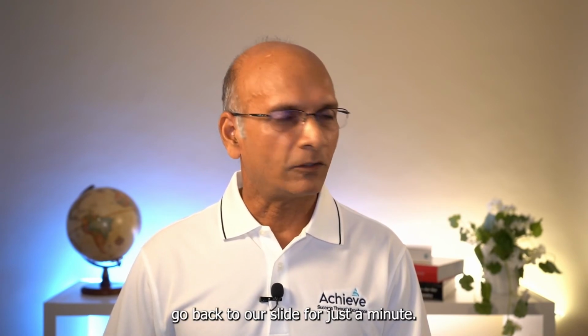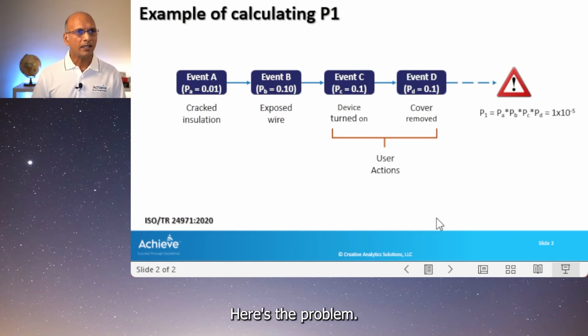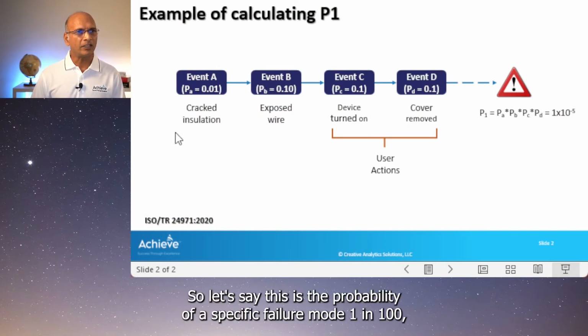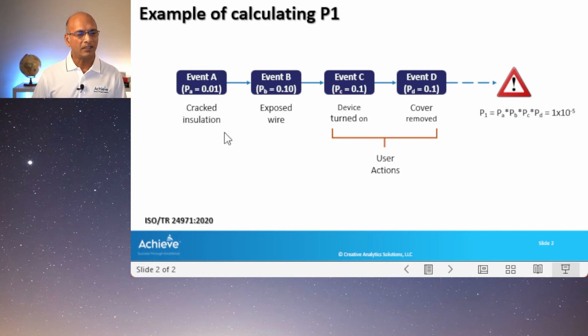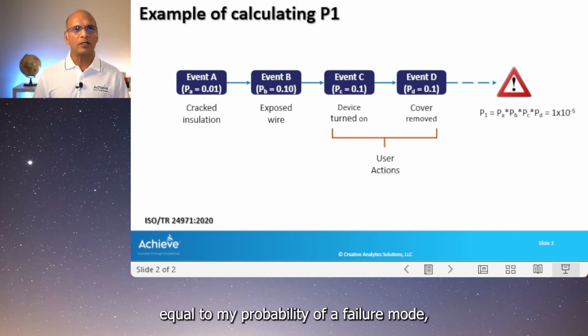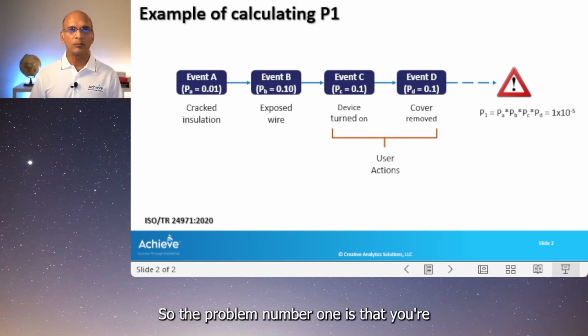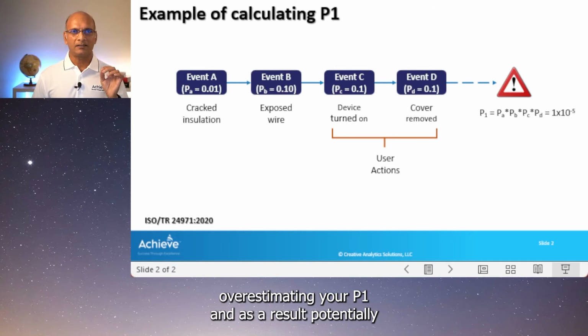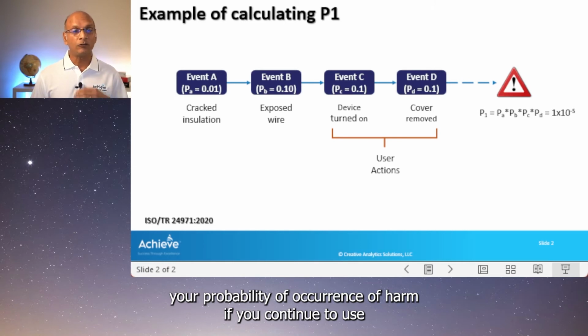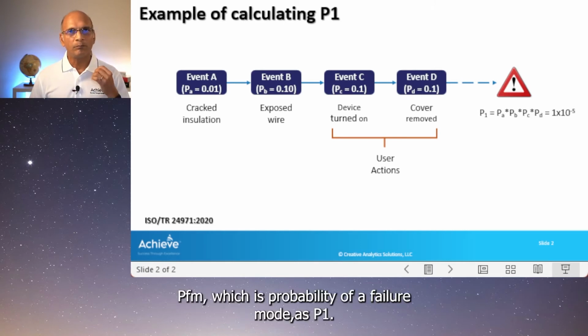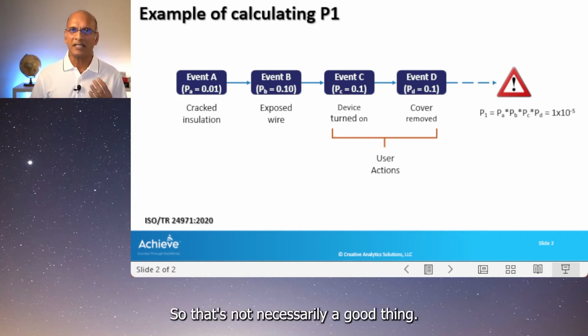Okay, so let's quickly go back to our slide for just a minute. Here is the problem. So let's say this is the probability of a specific failure mode, 1 in 100. If you say my P1 is equal to my probability of a failure mode, this is several orders of magnitude off from the true P1. So the problem number one is that you're overestimating your P1, and as a result, potentially your probability of occurrence of harm if you continue to use PFM, which is probability of a failure mode, as P1. Okay, so that's not necessarily a good thing.